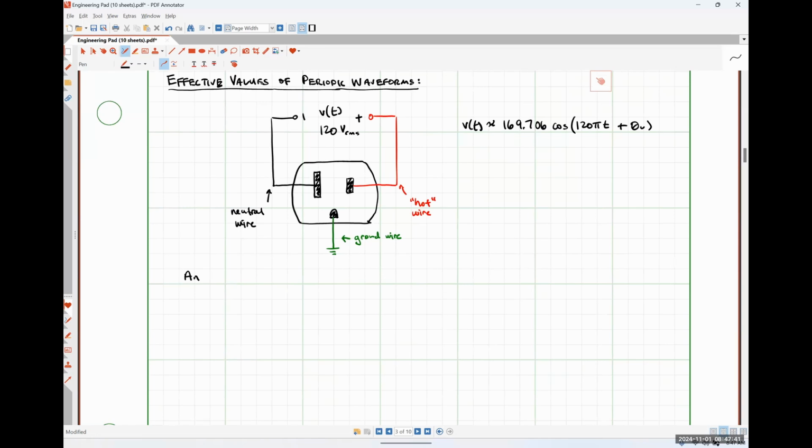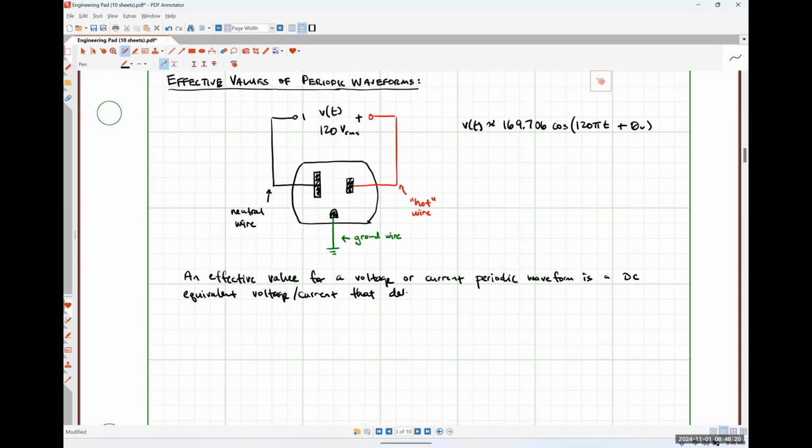An effective value for a voltage or current periodic waveform is a DC equivalent voltage or current that delivers the same amount of average power as the periodic waveform.